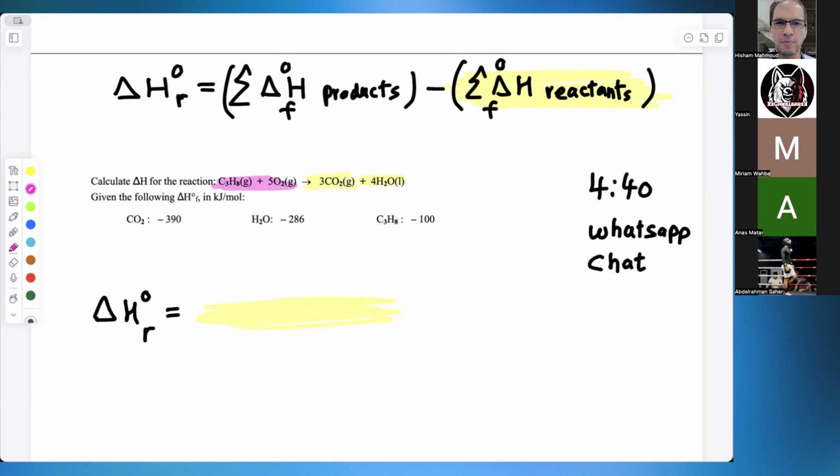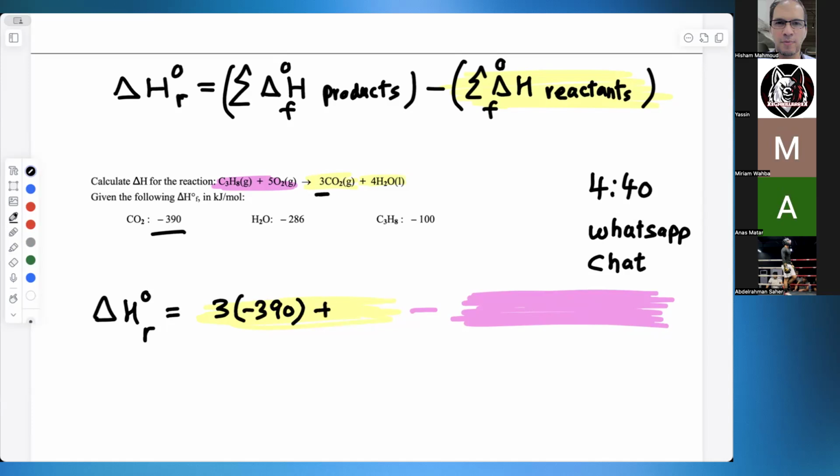Oh, I said the opposite. Sorry, this is the correct one: products minus reactants. So what is my first product? My first product is CO2, so I will multiply it by 3. So 3 moles. Take care, don't forget the mole. 3 moles of CO2, which is minus 390. So 3 multiplied by minus 390.